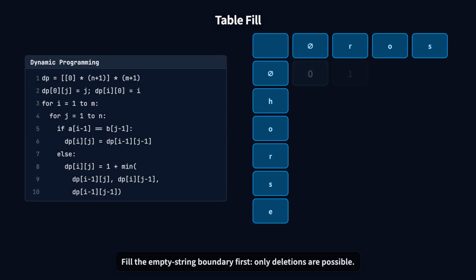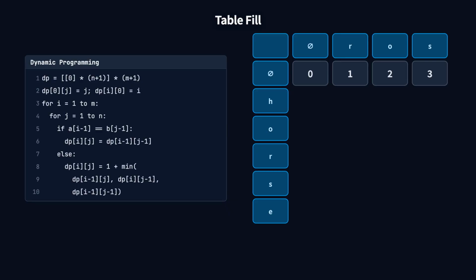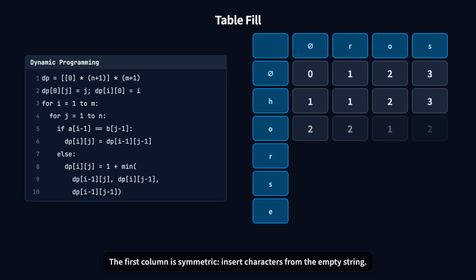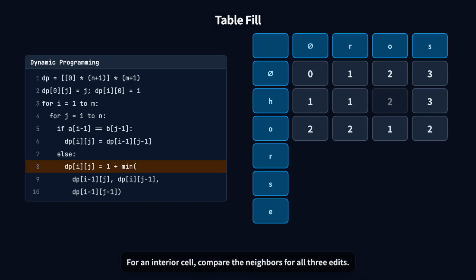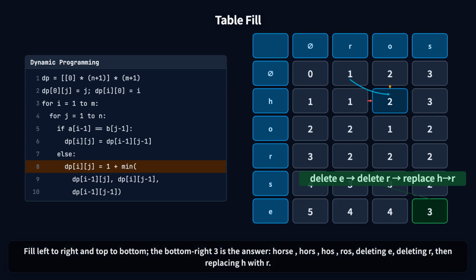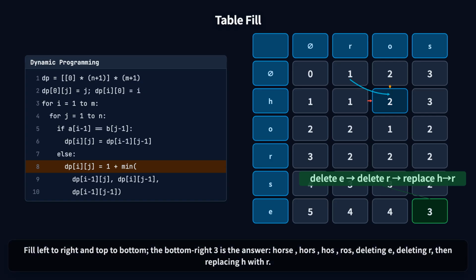Fill the empty string boundary first. Only deletions are possible. The first column is symmetric. Insert characters from the empty string. For an interior cell, compare the neighbors for all 3 edits. Fill left to right and top to bottom. The bottom right 3 is the answer.